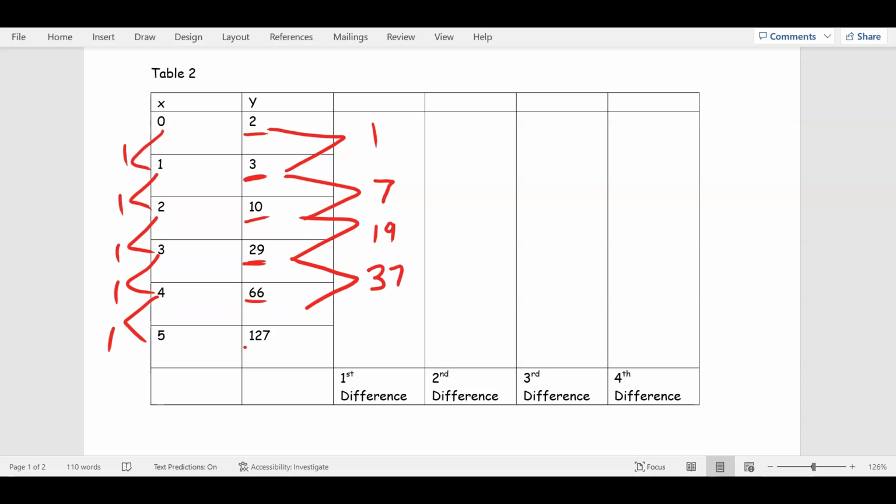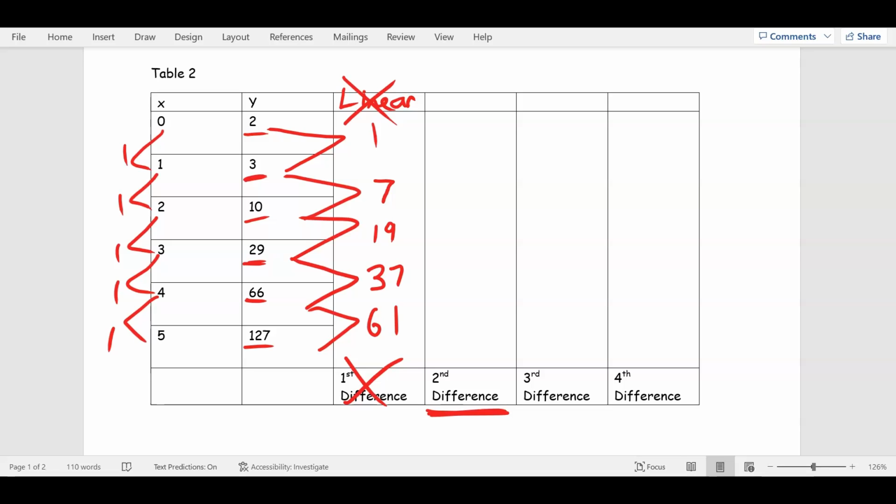Yeah. 127 minus 66 is 61. Yes. Okay, now you tell me, are all these numbers the same? No. So for linear, that's a no. Okay? So if the first difference is not the same, we have to move on to find the second difference.